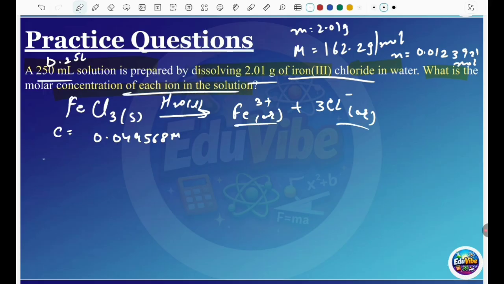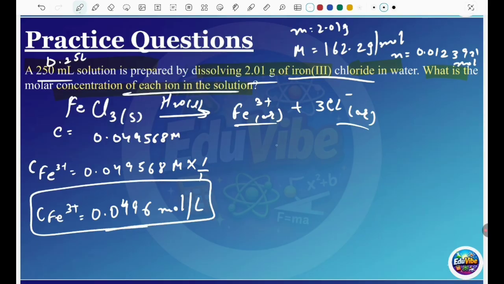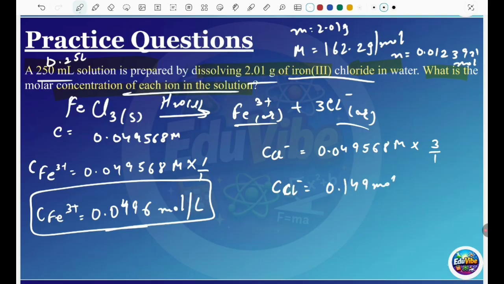Then you have to find each ion. So you have to find the concentration for this and this. So the concentration for Fe3+ is equal to 0.04958 moles per liter multiplied by 1 over 1. So the concentration of this is 0.0496 moles per liter. It stays the same. Done. For the concentration of Cl-, 0.04958 moles multiplied by 3 divided by 1. So for this, you will get 0.149.